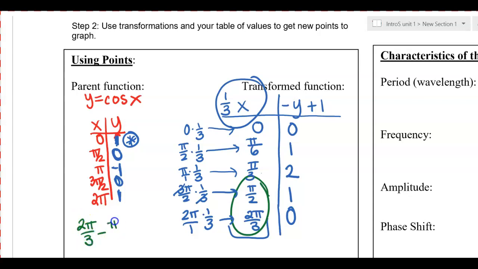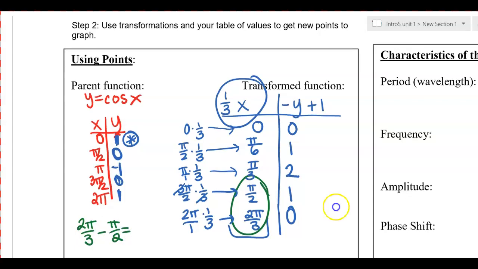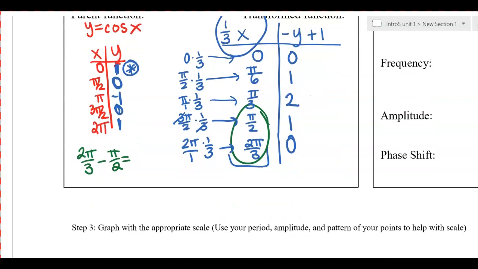So 2 pi over 3 minus pi over 2. When we subtract fractions, we need to make common denominators, right? Which in this case would be 6. So this is 4 pi over 6 minus 3 pi over 6, which is pi over 6. If I did it right, every time I do this with any two numbers in this list, I'm going to get pi over 6. It isn't too shabby, right? So I'm going to get pi over 6, okay? And that's how far apart all my markings should be.